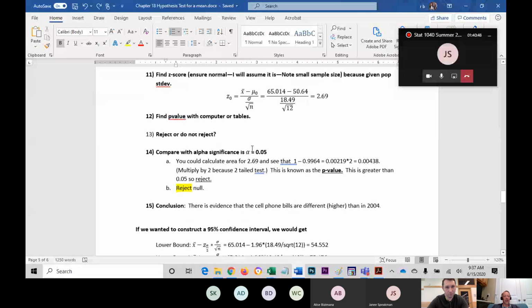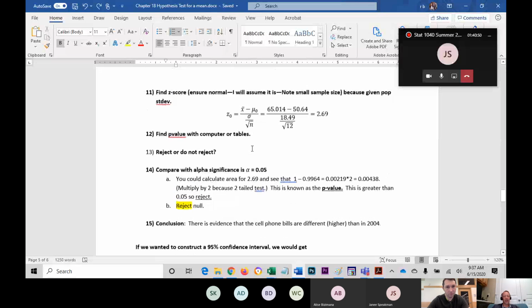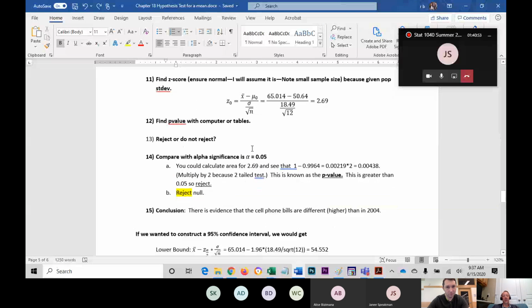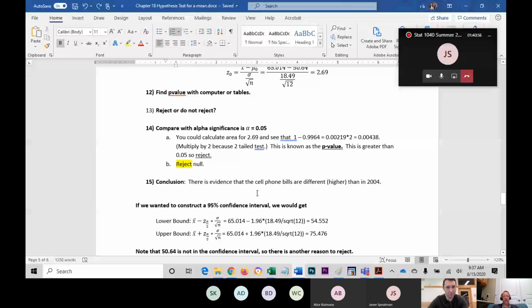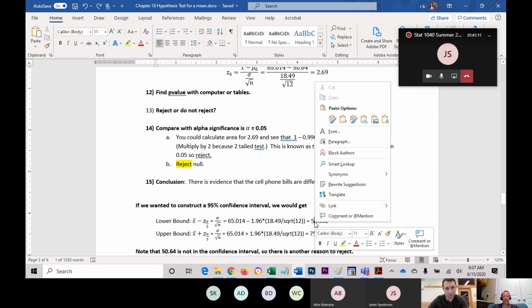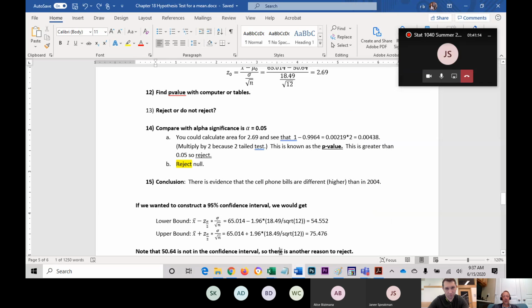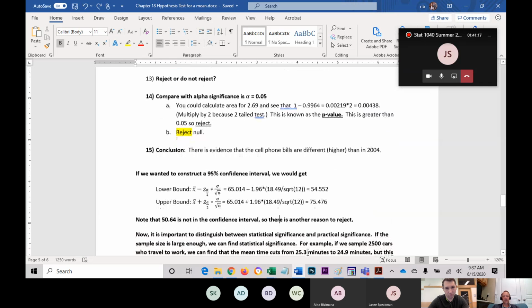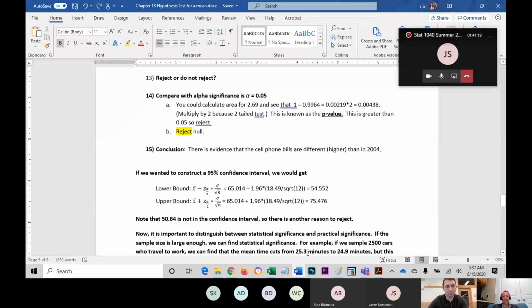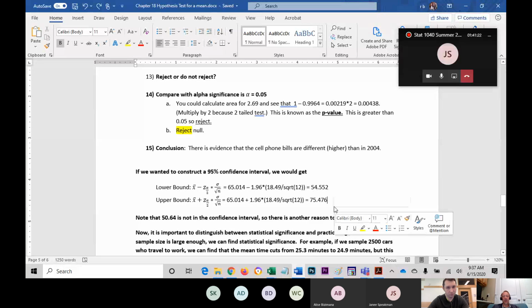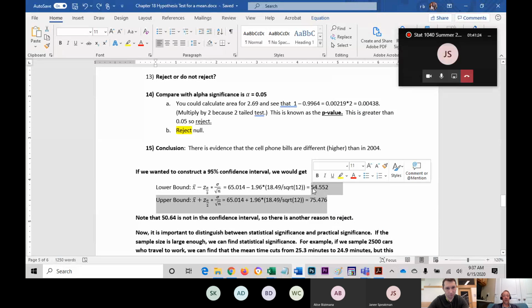Oh, well, actually, that's not a bad question. If we constructed a 95% confidence interval, I want to do one more of these. I'll just do this really quickly since I got the answer there. The lower bound of the confidence interval is $54. The upper bound is $75. Because the null hypothesis is $50, and $50 is not in between 54 and 75, there is another reason to reject. Does that make sense? If we had done a confidence interval instead of a hypothesis test.